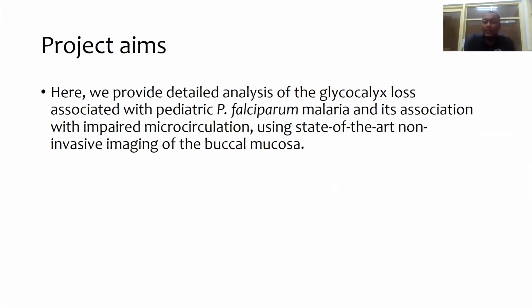What we aimed to look at is whether pediatric malaria is associated with Glycocalyx loss, which will cause impairment of the microcirculation. Microcirculation is the blood flow system in the smallest blood capillaries. So we have macro and microcirculation. Here we determined the extent to which microcirculation is impaired. We used a state-of-the-art and non-invasive method where we imaged the buccal mucosa. Next slide, please.